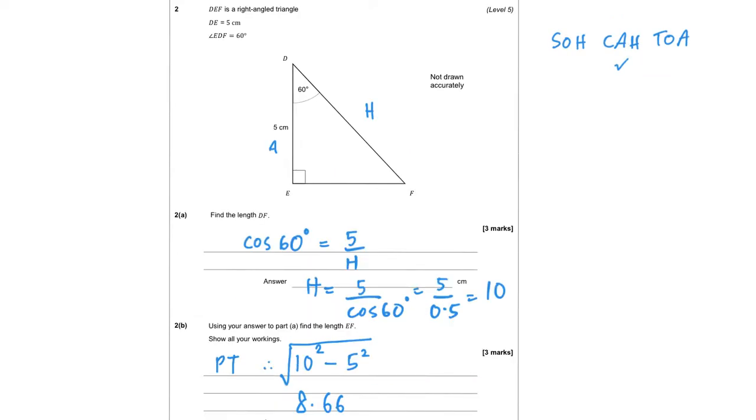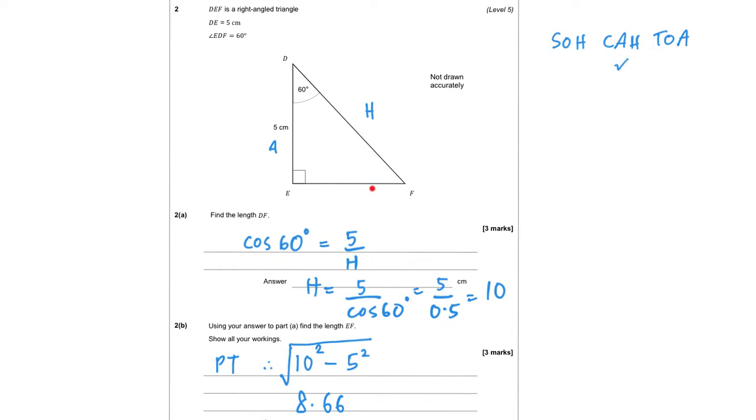Okay, for question number 2, you can see here, find the length of DF. DF is the hypotenuse, and the angle is 60. The side that we have is next to it. It is adjacent to 60°. So the combination of adjacent and hypotenuse is cos.